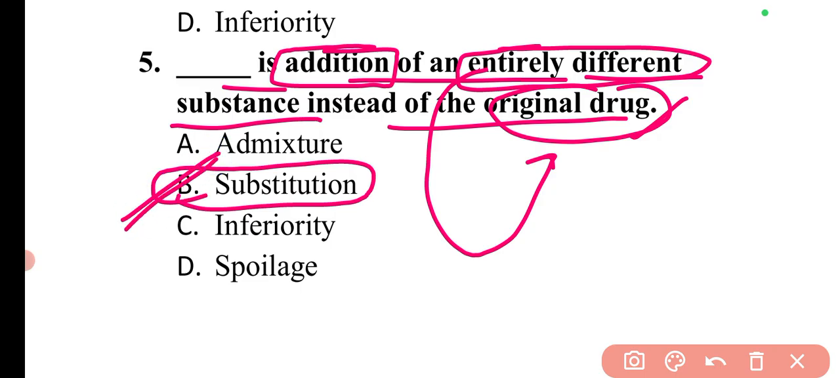So in the adulteration, we are basically substituting the drug with a similar looking substance that is resembling the drug, or a similar looking substance which is having low quality. So this is the adulteration. If we are using an entirely different substance for adulteration, that is the substitution.